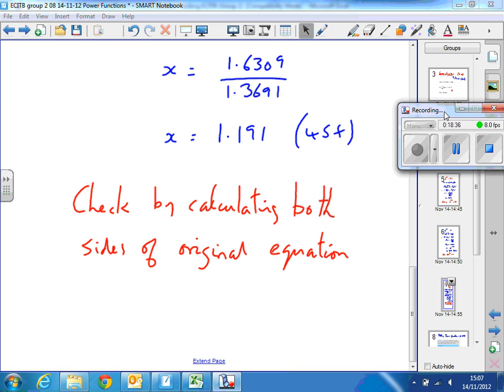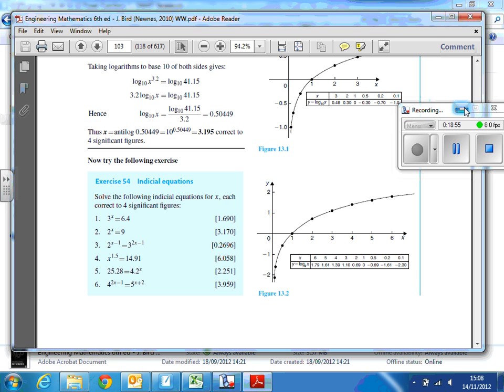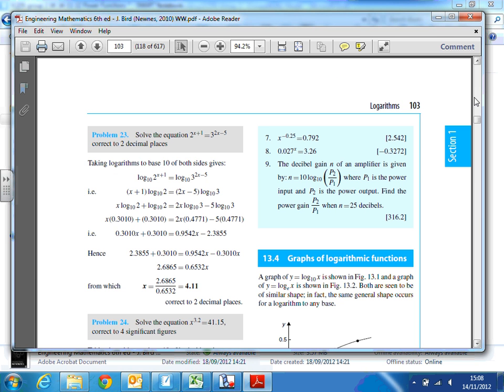Okay, so turn to page 103 in the textbooks, exercise 54, and have a go at some of those questions, please. I'm going to give you about 10 minutes, quarter of an hour or so, to try out this question. Note the last question in the exercise is a practical example of the use of these logarithms to find decibel gain in a power amplifier. So try as many as you can in this exercise.